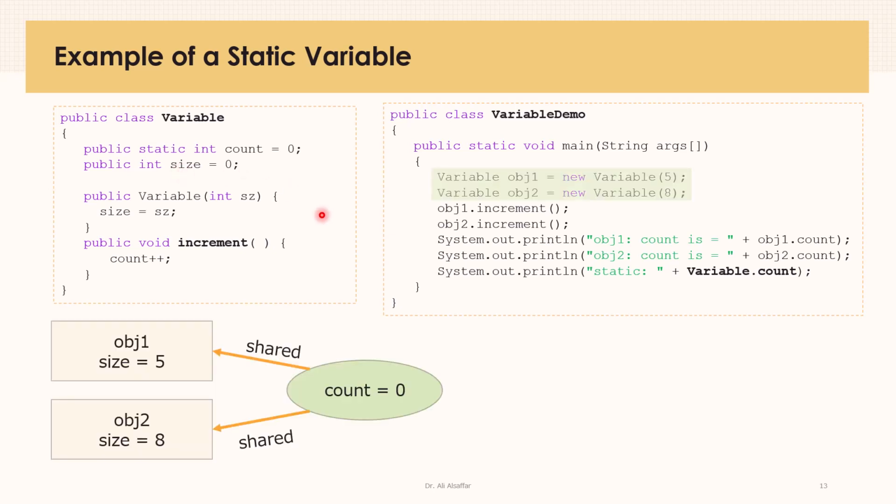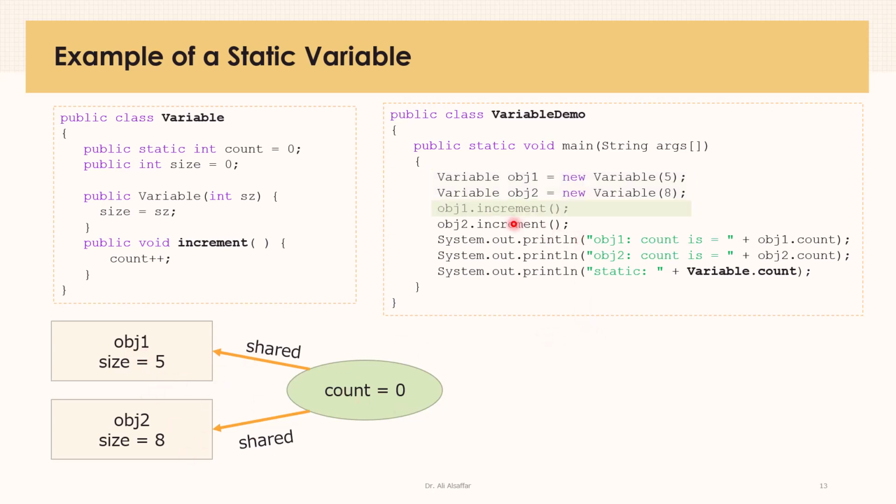So this is what happens when we create the two objects. In memory we have object 1 that has size equal to 5 and object 2 has size equal to 8. But for the variable count, since it is static, it is shared by both of them. So both of them can access count at the same time.